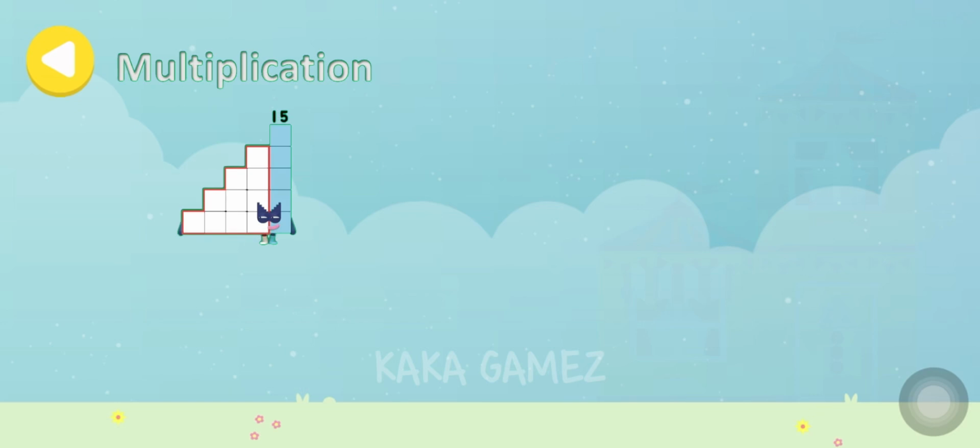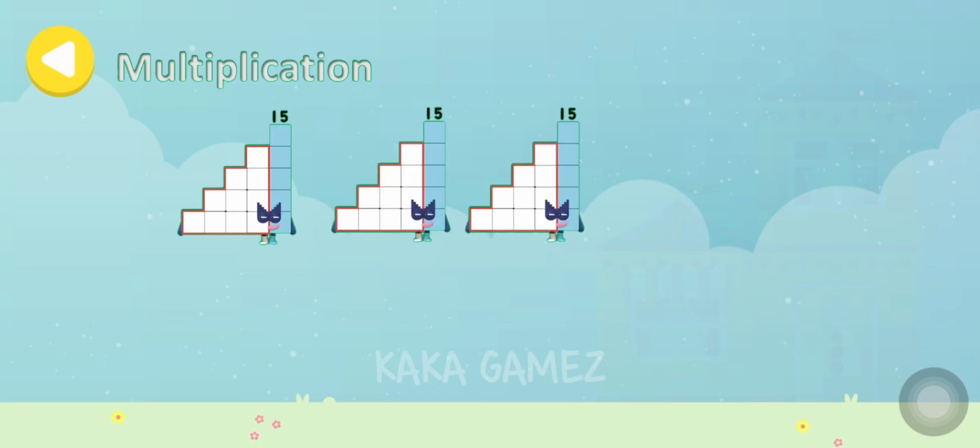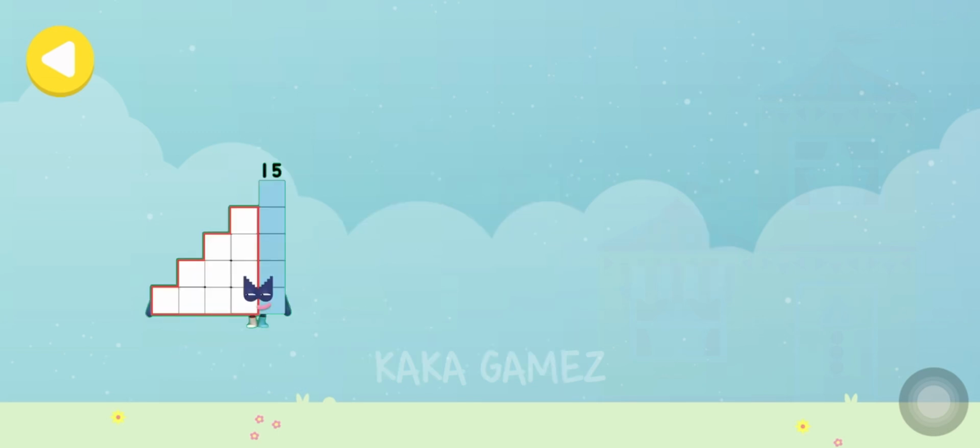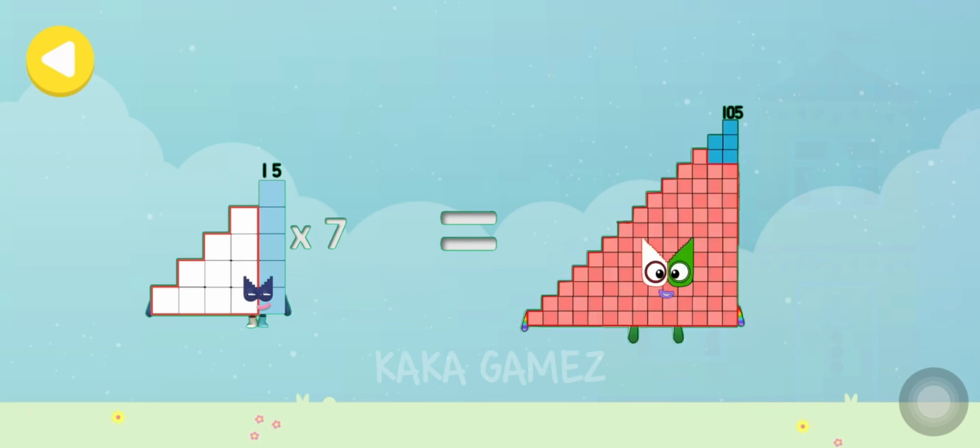Let's learn multiplication. There are 1 number blocks 15, 2, 3, 4, 5, 6, and 7. 7 number blocks 15. Number blocks 15 times 7 is equal to number blocks 105.